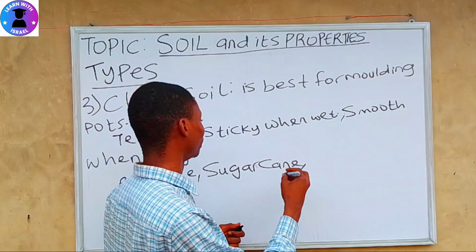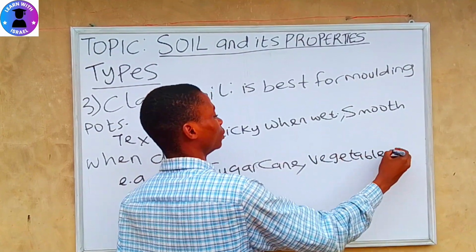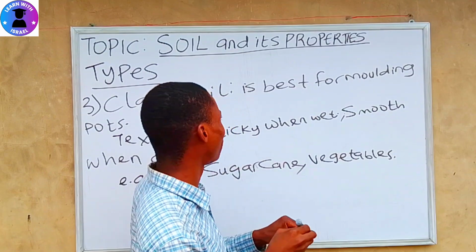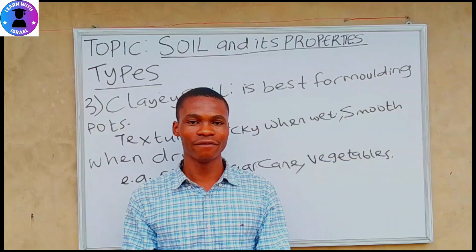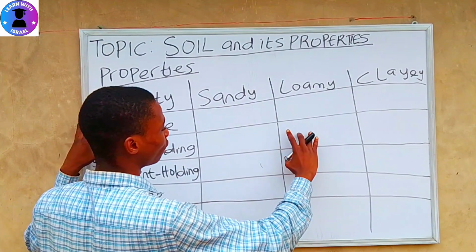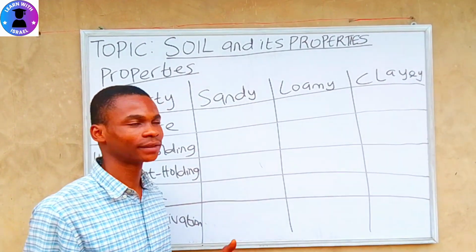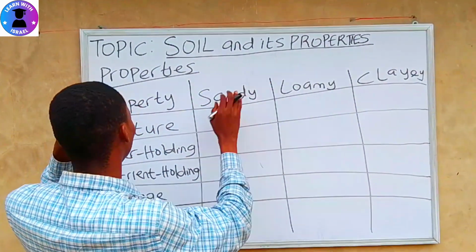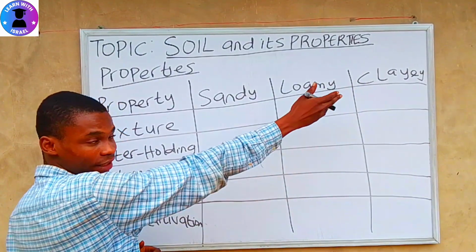And we also have vegetables. You can also plant vegetables on clay soil. So now we will be moving to the properties of the types of soil. So let's dive into it now. I already drew the tabular form in order not to take much of your time. So properties of sandy soil, loamy soil, and clayey soil.